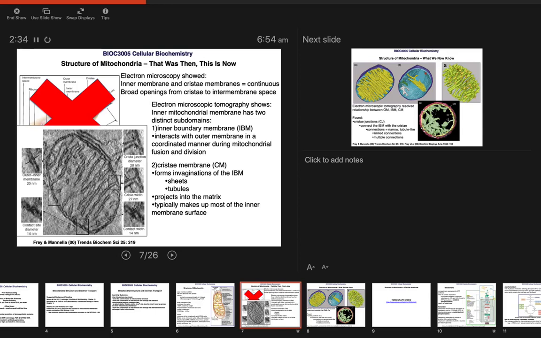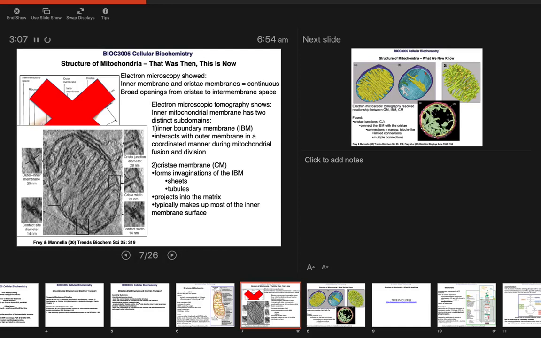As we've known from early electron micrographs, the cristae membranes do form from invaginations of the inner membrane. So there are invaginations of the inner boundary membrane, and these cristae can form tubules or sheets, which we recognized in early electron micrographs. They project into the matrix, and as it turns out, these cristae membranes make up most of the inner membrane surface. Okay?